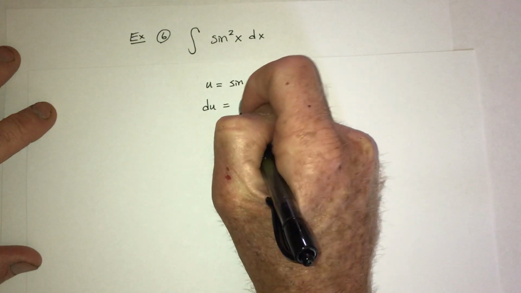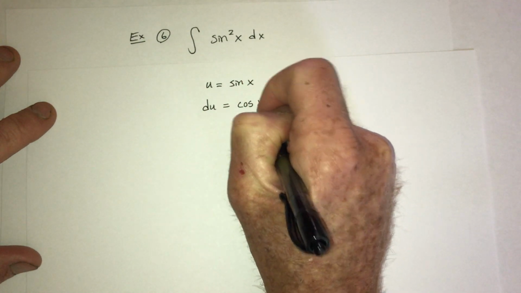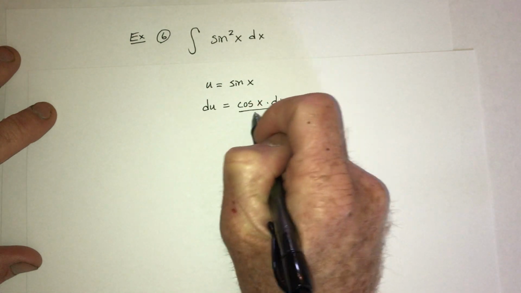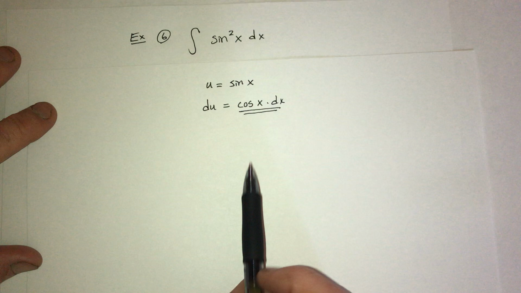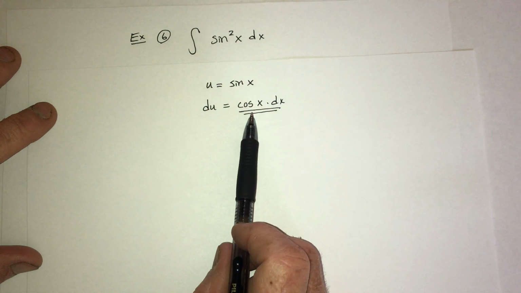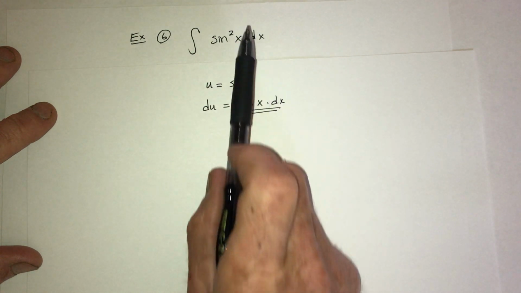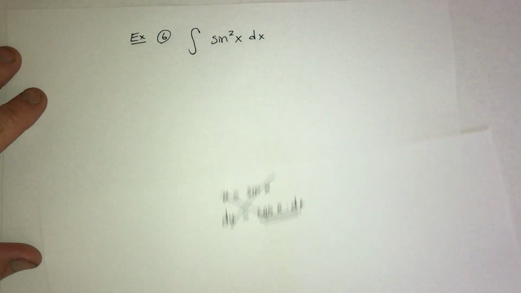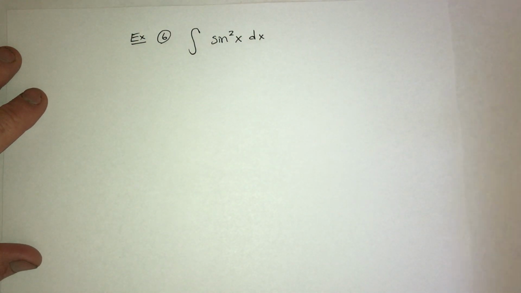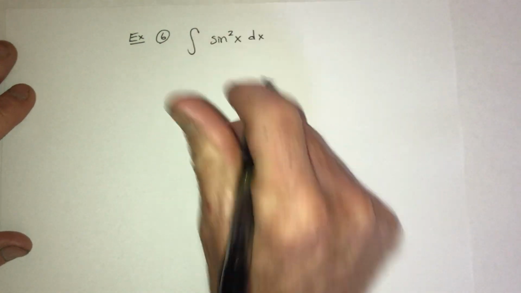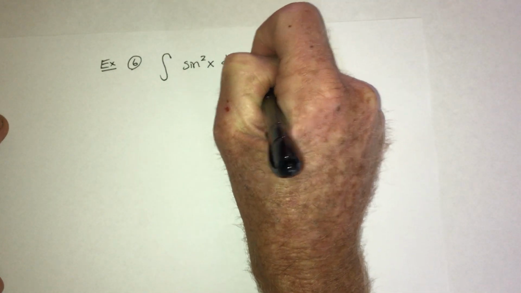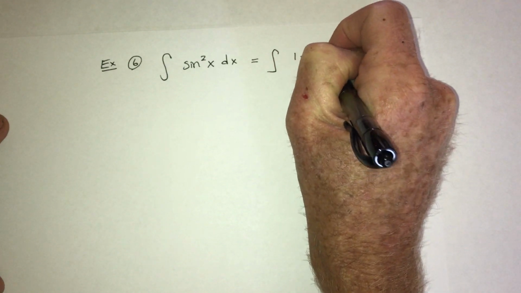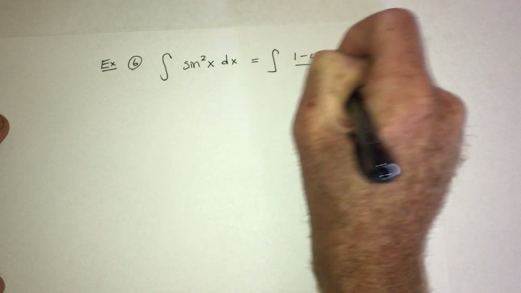So the derivative of sine is cosine. And then this u substitution is saying, hey, if you want this to work, you have to have cosine of x times dx. Obviously we don't, so that's not going to work. So instead, in order to integrate sine squared, you need to use a trig identity, and that is 1 minus cosine of 2x divided by 2.